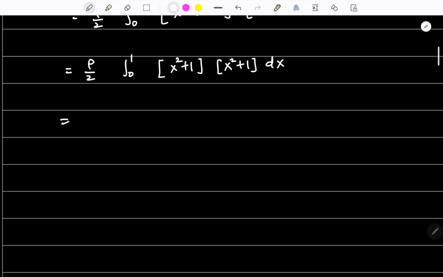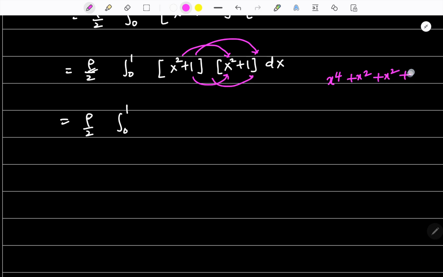You can also use the calculator to check your answer, because it's easy to get the answer quickly in the calculator. But don't put this rho. Without rho, you put it in the calculator. Rho by 2 integral 0 to 1. Let's multiply. x square into x square is x power 4. x square into 1 is x square. And 1 times x square is x square. And 1 times 1 is 1. So this is equal to x power 4 plus 2x square plus 1 times dx, right?